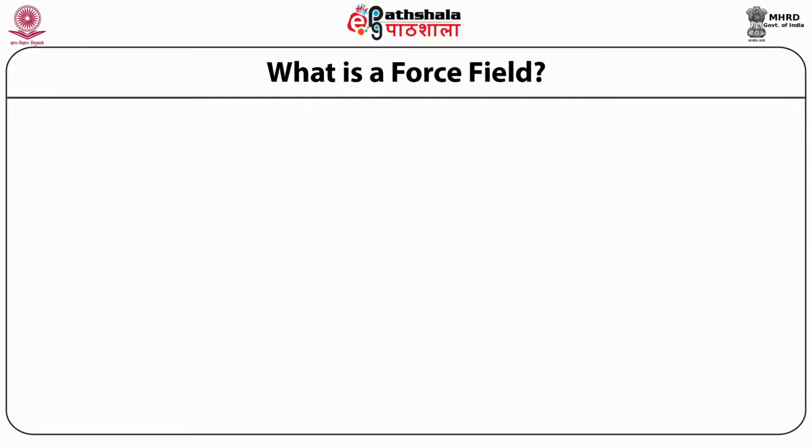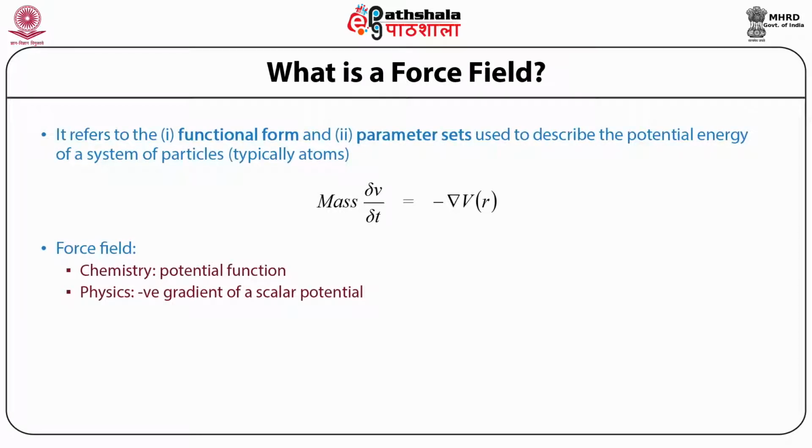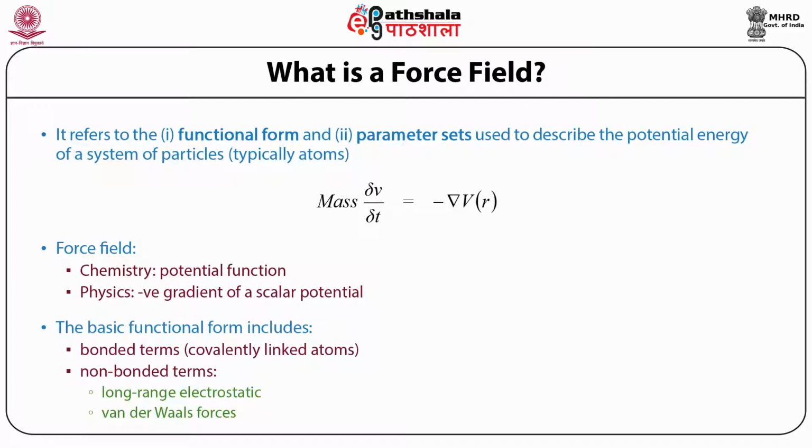How is the force field? Basically, the word force field is used in physics, and it is the negative gradient of a scalar potential, and chemists say it is a potential function. The functional forms were described much earlier. It will always have a bond term, that is, covalently linked atoms, and there will be non-covalent interactions like non-bonded terms. Sometimes even hydrogen bond can be an additional function.